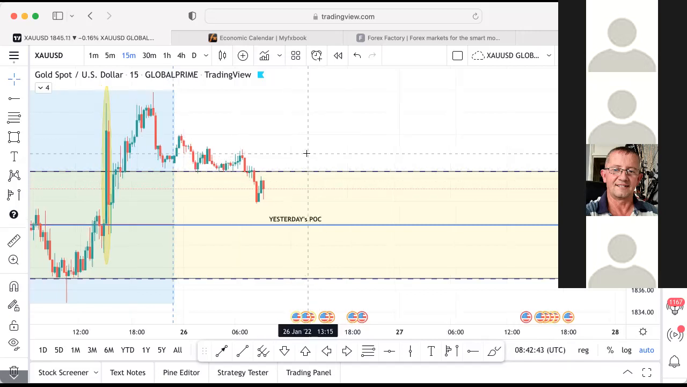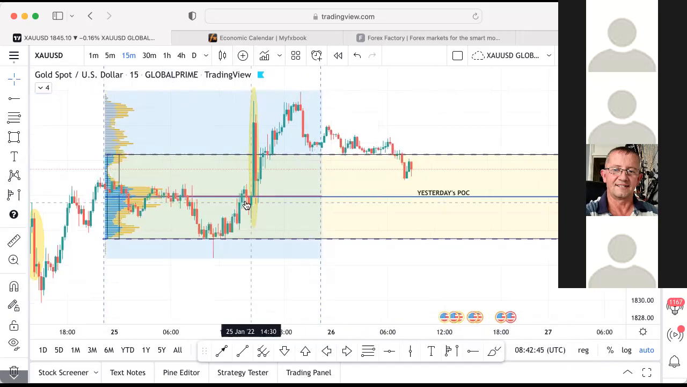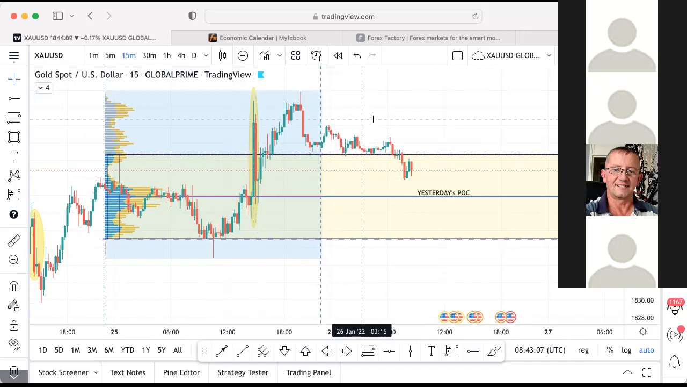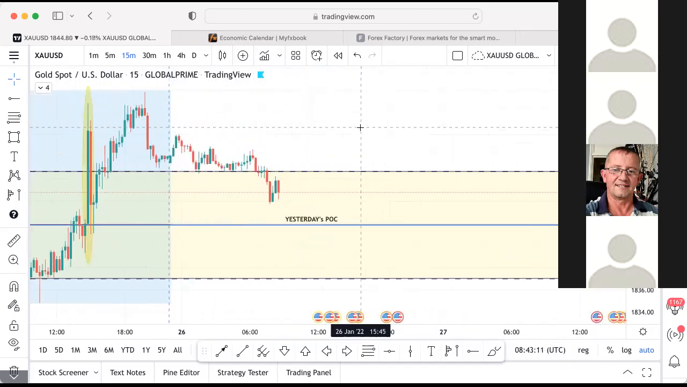For instance, if we look at yesterday, this isn't the value area for yesterday, but let's assume it was. Once we got outside of the value area, there were still pips to be had, as you can see there. In fact, I took some pips on that move, which I was going to come to a little bit later. But yes, you can still take valid trades outside.